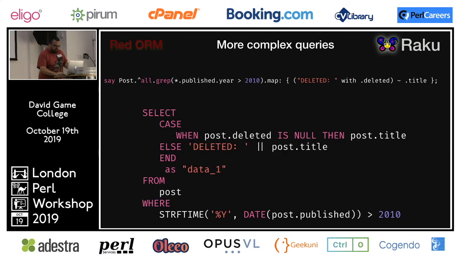So, for example, here we are creating a case in our SQL because if the post is deleted, it should concatenate deleted at the beginning of the title, otherwise it just prints the title. And Red can understand what you want to do and just create the SQL you want.